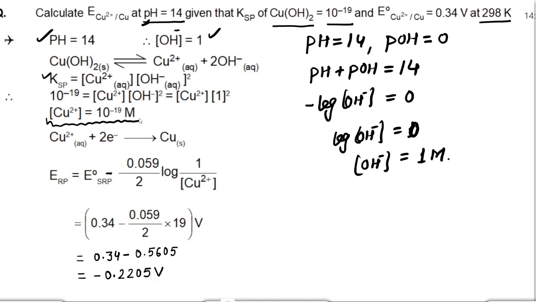So to calculate reduction potential, we need E0 value, that is given. We need concentration of copper 2 plus ion, that we have calculated. So we can calculate E reduction potential equals E0 reduction potential minus 0.059 by 2 log of 1 upon, because it is solid, 1 upon copper 2 plus concentration. So it is 0.34, and by calculating it we get the value minus 0.2205 volt.